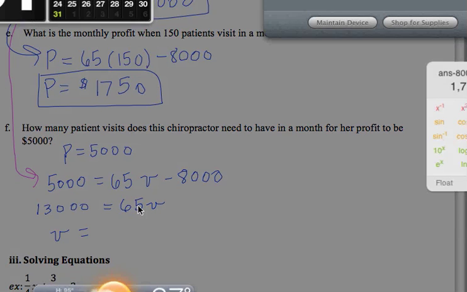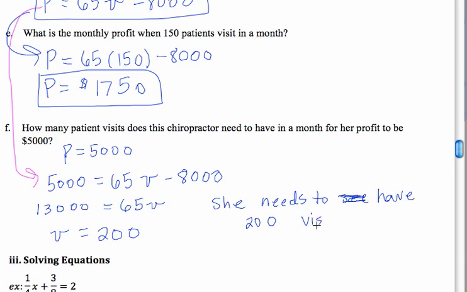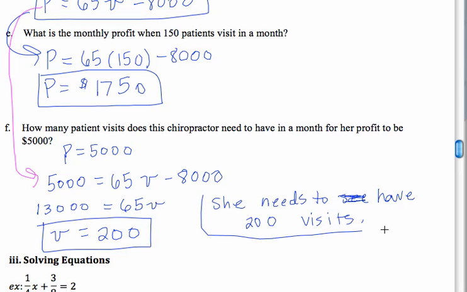13,000 divided by 65 is 200 exactly. So to have a profit of 5,000, that needs to be written out more clearly. She needs to see 200 visits, let's say. 200 patient visits. I'll go ahead and box that, but this is the answer that makes sense.